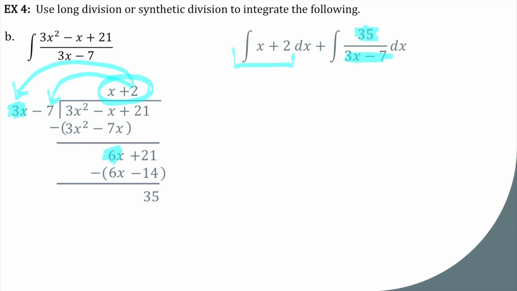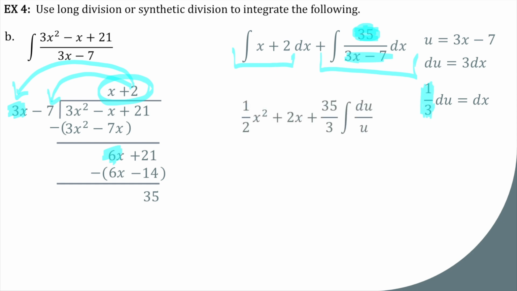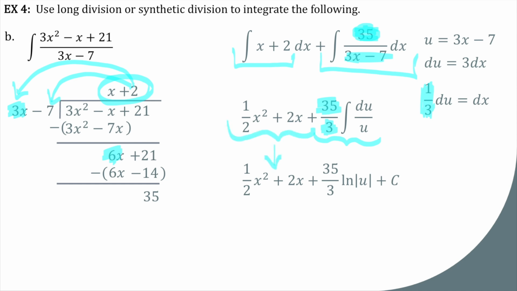The one on the left isn't going to be a problem. The antiderivative on the right, we'll have to use U substitution, okay? U equals 3x minus 7. du equals 3 dx. So this 1/3 will come out with the 35 on top, so 35 over 3. And then we'll integrate this guy. 1 over u becomes ln of the absolute value of u. And we'll just kind of keep plugging this guy along with us.